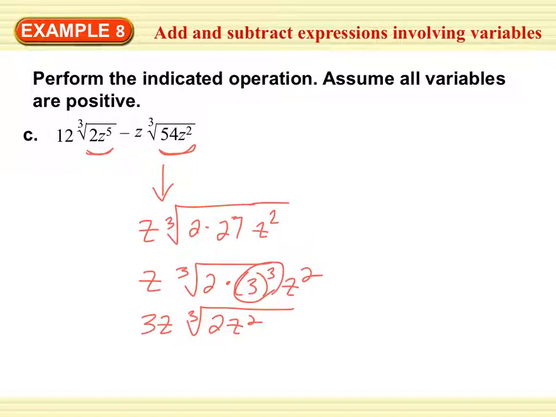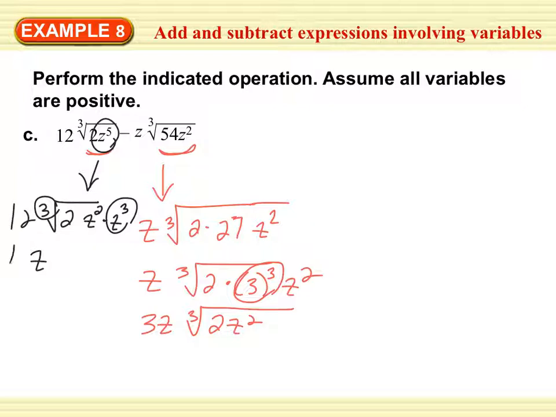I don't know why I'm still working in red. I can actually do something with that z to the 5th power now. Cubed root of 2z squared, z to the third. So because it's a cubed root and it's z to the third, I can take a z out. I forgot the 12 over here. 2z squared. Now I have 2z squared and 2z squared.